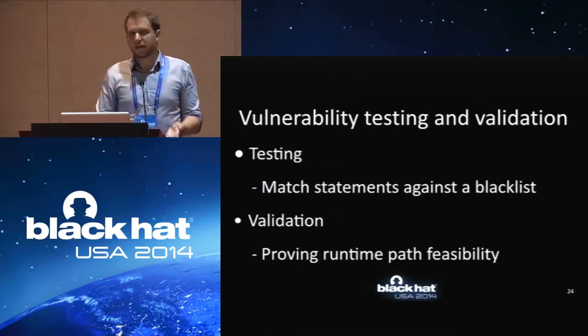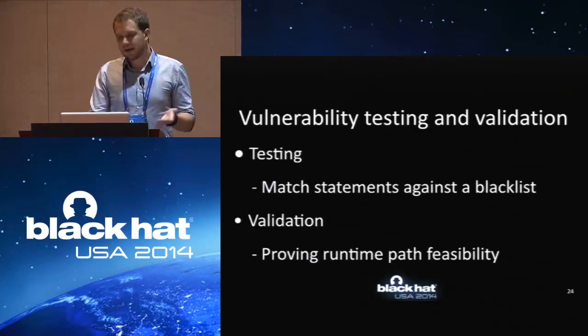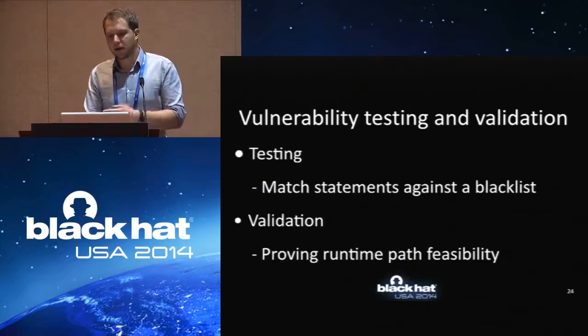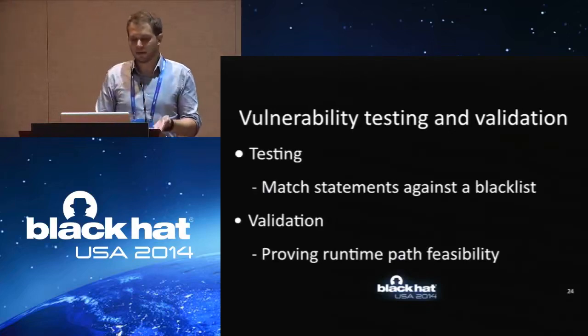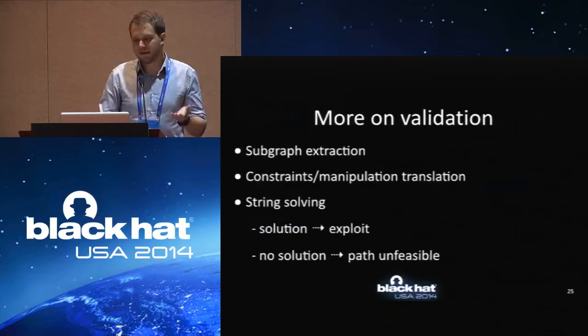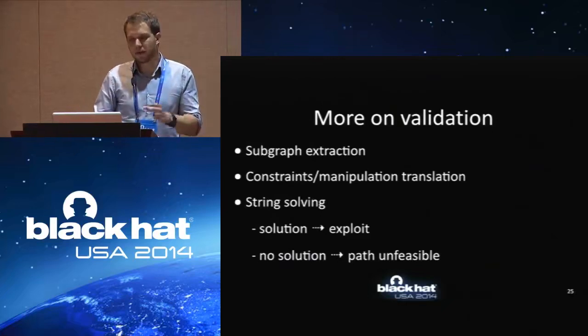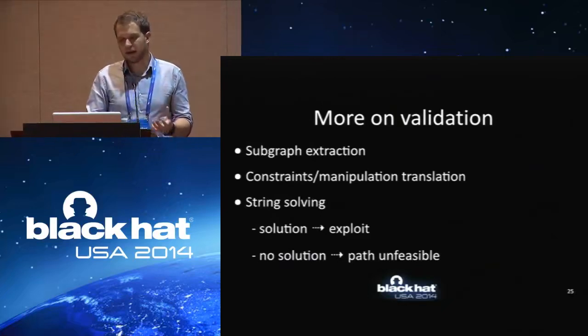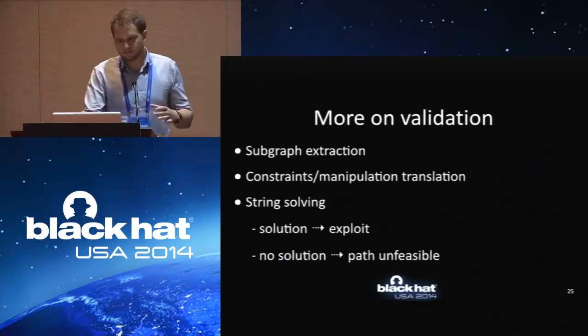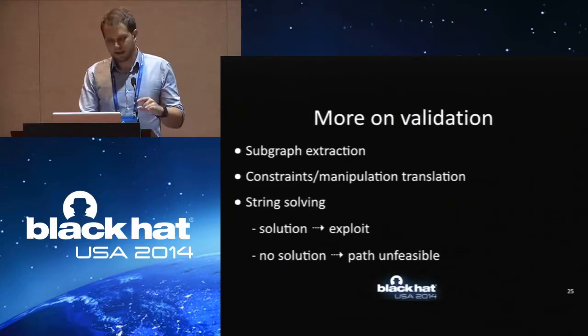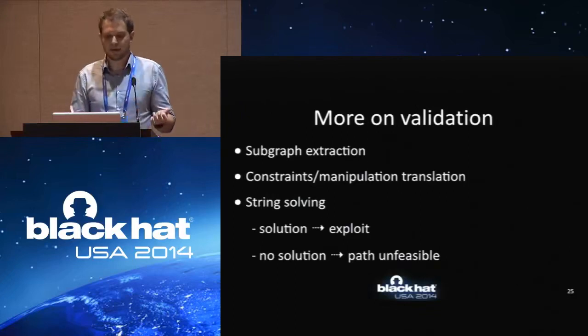But this is not enough because, for example, that single statement couldn't be reached at runtime. So we also want to validate and prove that this path is actually feasible. How do we do the validation? We basically extract from the control flow graph a subgraph containing only the instruction part we care about.